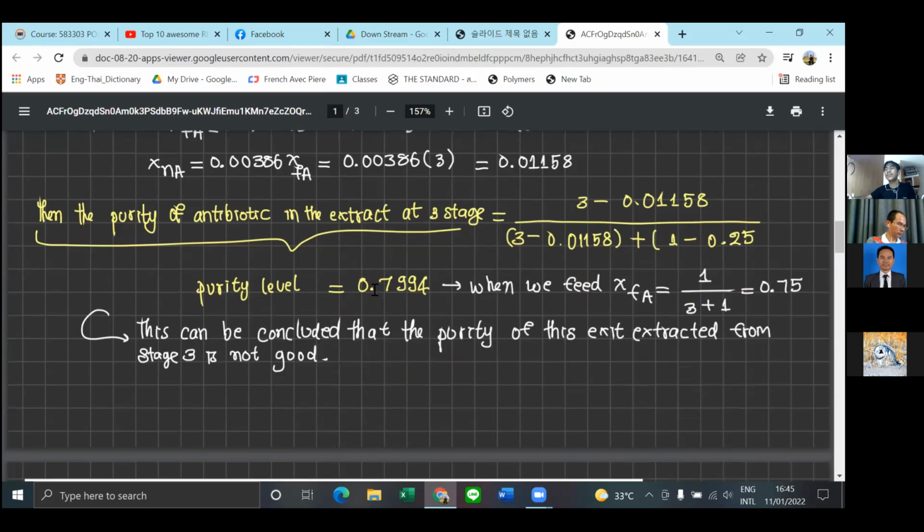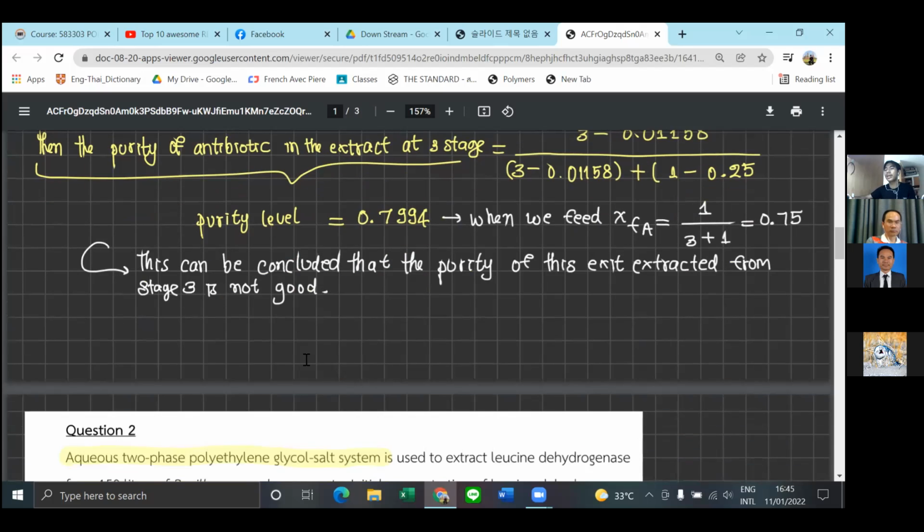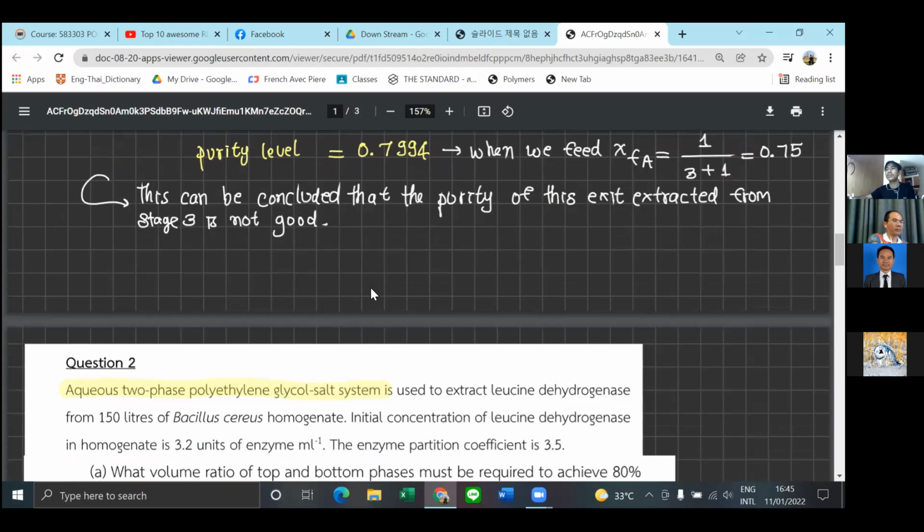It is only 0.79, or we can say 0.80 or 80%, when we feed 3 over 1, like a fraction over 1, feed like 70% of the feed, we only get 80% purity. So this can be concluded that it's not effective, or it's not good to do this extraction, even though it's a 3-stage already. It's not good.